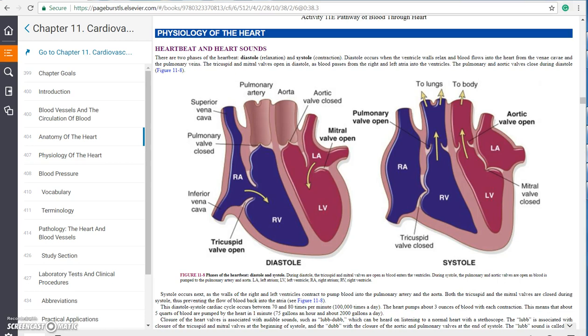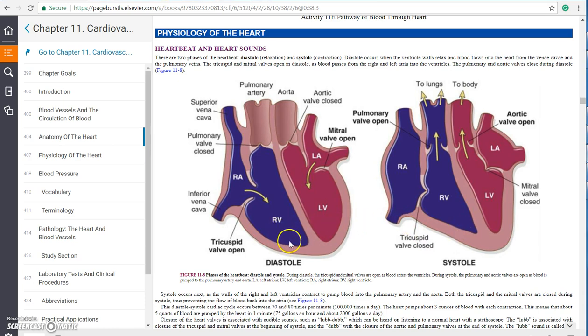The context of this screencast is to continue where we left off in our last in-class lesson. We left off discussing Chapter 11, the physiology of the heart activity. So as a reminder, we left off talking about the two phases of heart activity, both diastole and systole.